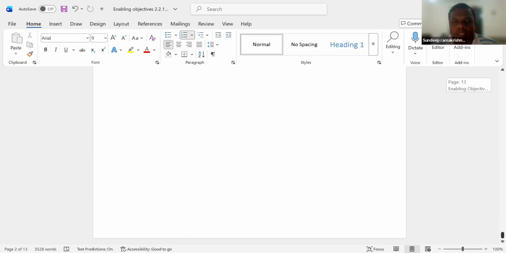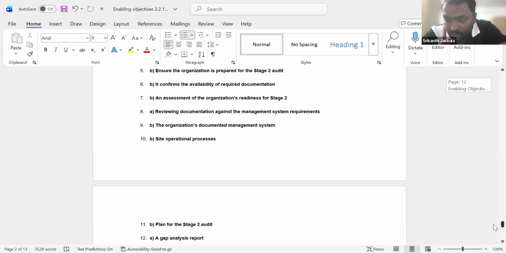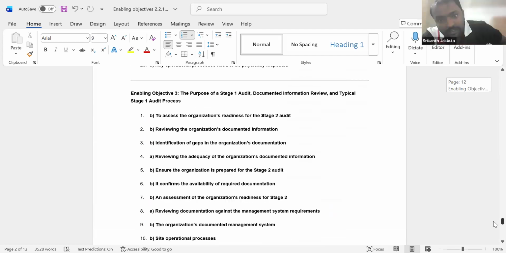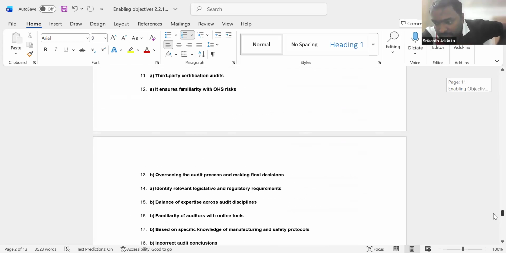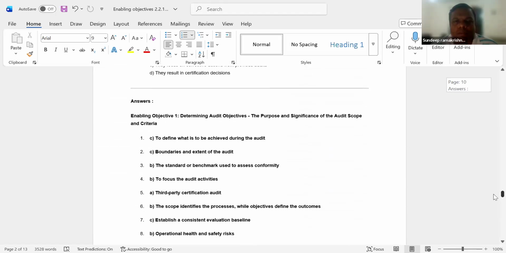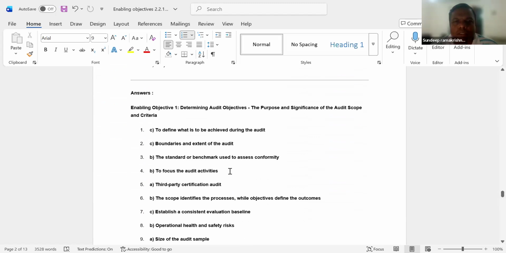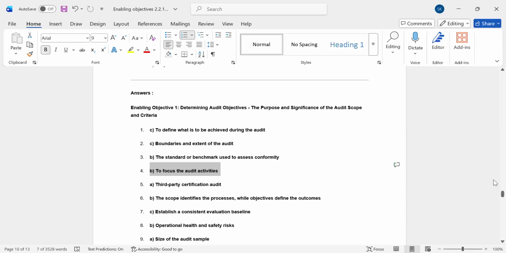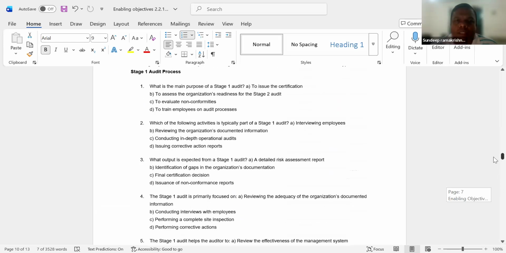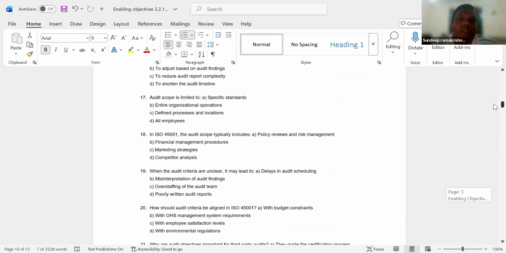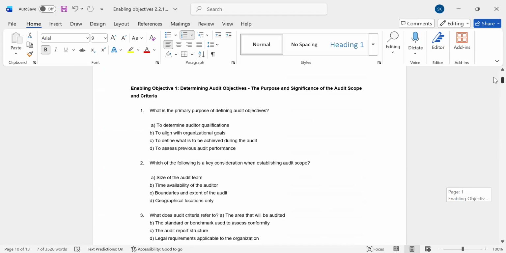See, the answers are there at the last. Why B? Because audit objectives give direction and ensure that audits meet criteria. The answers are here, in the last. B is the most right answer. Okay, sir. B is correct. See, it is not that B is correct. You have to think and come to the conclusion, okay? You don't directly go and refer to the answer.